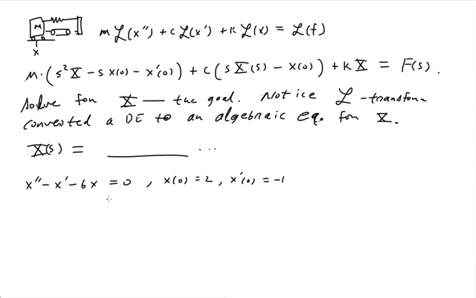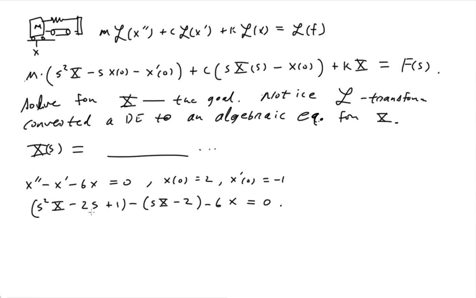All right, so once we get this all put together, we see that this is going to be s squared X minus 2s plus 1, minus, that's the first term, that's the x double prime term, s times X minus 2, and then we have minus 6 capital X, and that's going to be equal to, and it should be noted that the Laplace transform of 0 is 0. Okay, so we can convert everything.